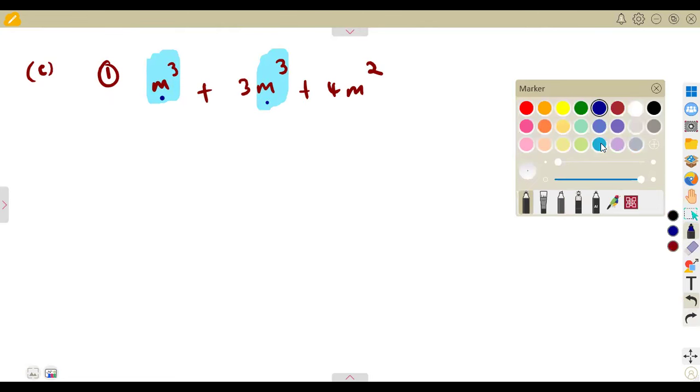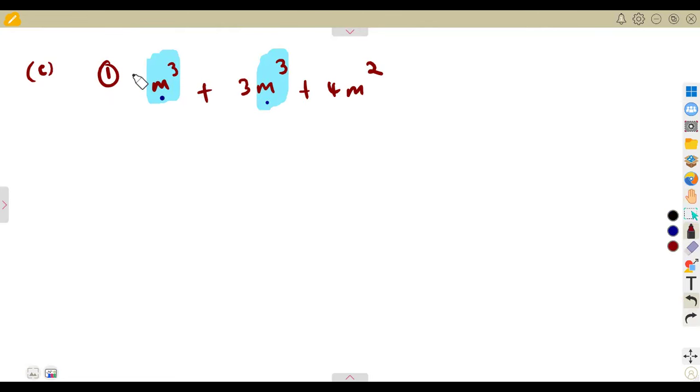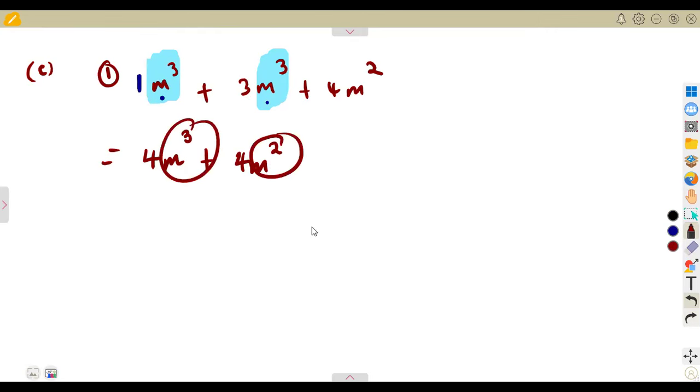So what am I going to do on this part? I'm going to add the coefficients. What is the number that is there? There's a 1. So the coefficient is the one that I'm considering that is affecting this m. So I'm going to add 1 plus this 3, 1 plus 3, which is what? Which is a 4. 4m to the exponent of 3 plus 4m to the exponent of 2. So these cannot be added. They are no longer like terms because of different exponents.